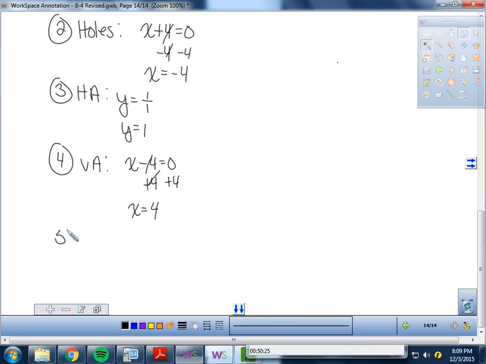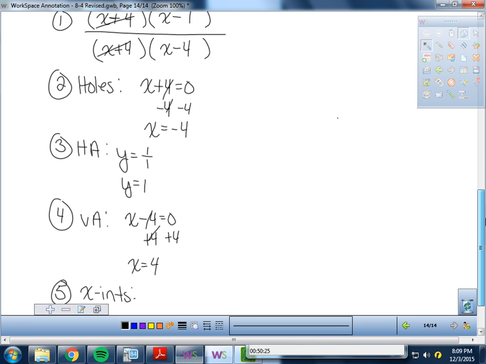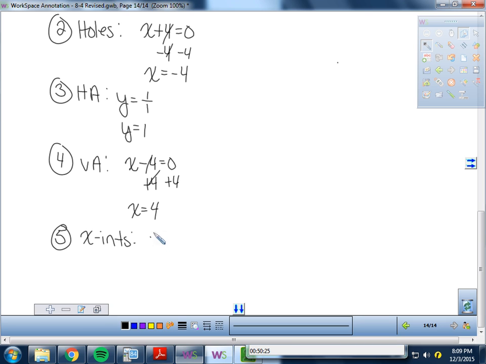And then I'm going to look at my x-intercepts. So anything I have not crossed out in the top, x minus 1 has not been crossed out. So I'll set that equal to 0. So I have an x-intercept at 1. So I have a horizontal asymptote, a vertical asymptote, a 0, and a hole all in the same graph.